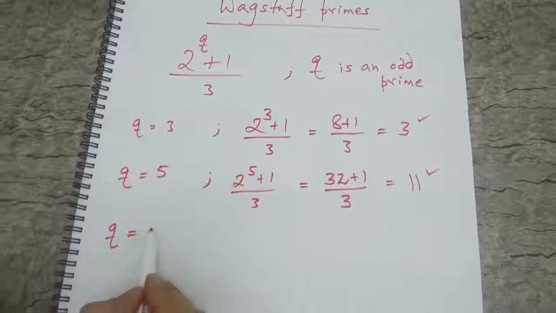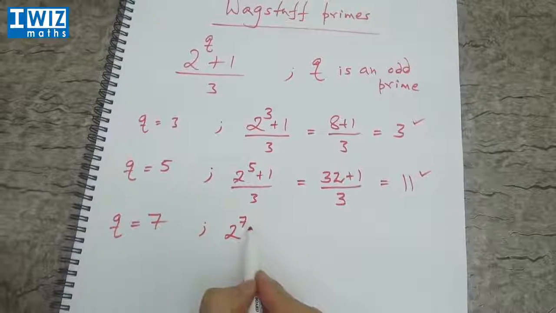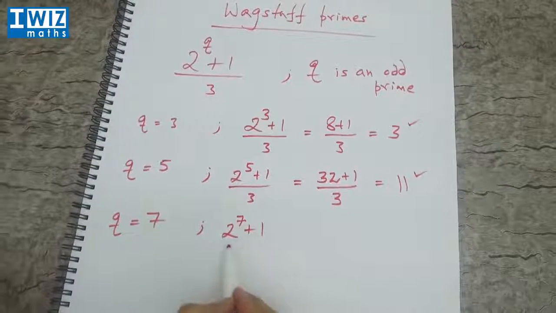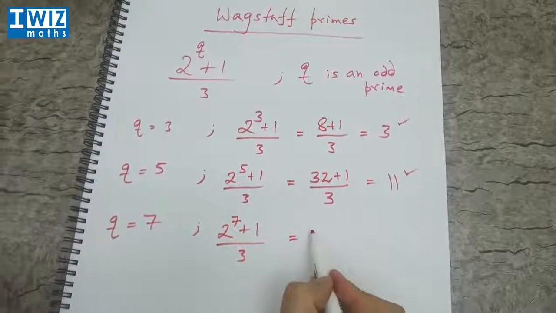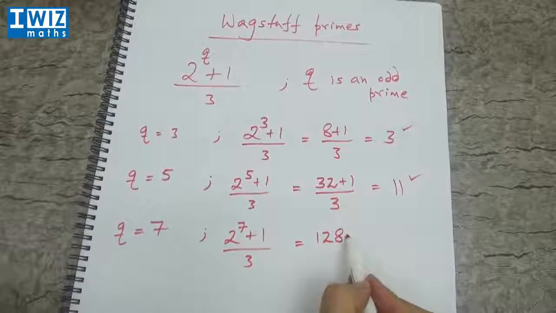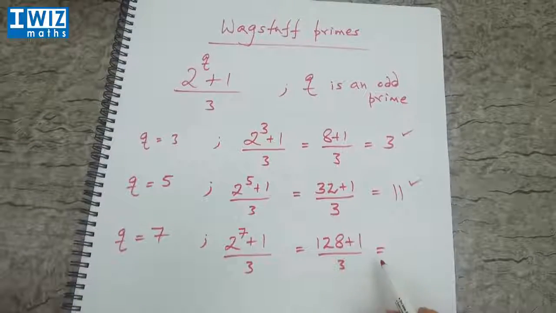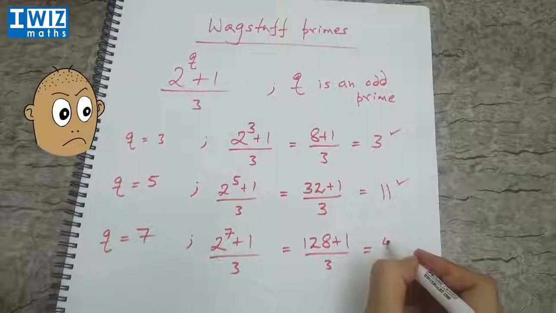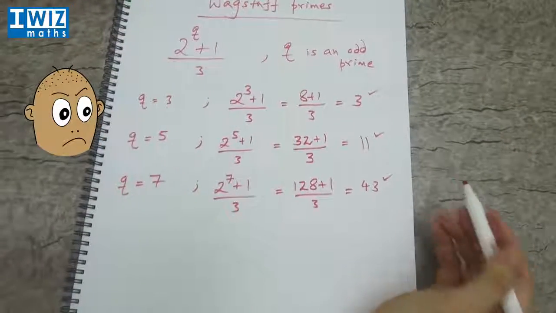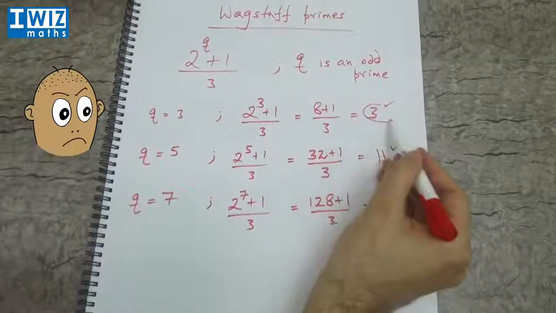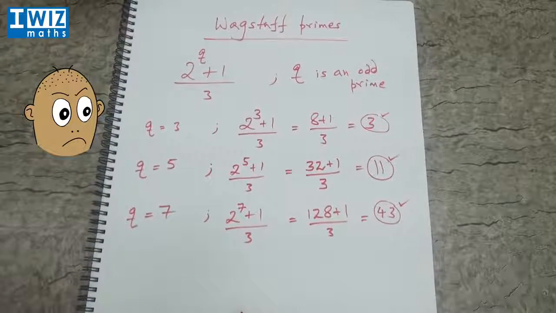So you have q is equal to 7, so we need to evaluate 2 to the power of 7 plus 1, divided by 3. 2 to the power of 7 is 128 plus 1, divided by 3, which is 129 divided by 3, which turns out to be 43, which is also a prime, and hence a Wagstaff prime. So essentially we've got the first 3 Wagstaff primes.